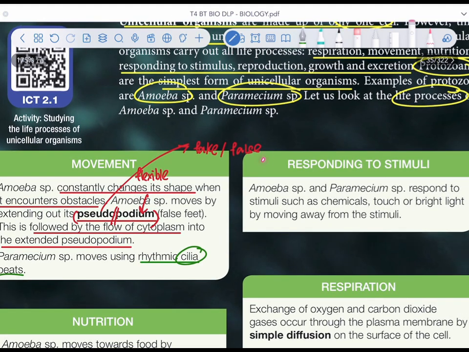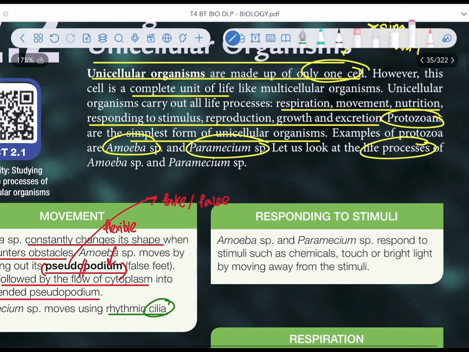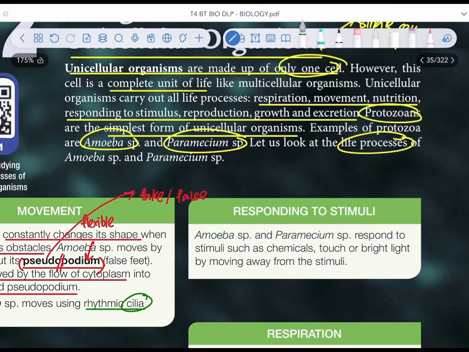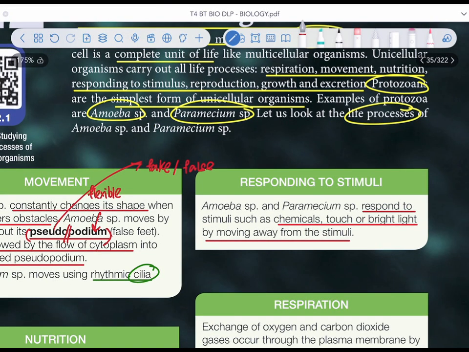So the second life process is responding to stimuli. So as all living organisms will do, for sure, Paramecium species and Amoeba species will also respond to stimuli. So the Paramecium and the Amoeba species will respond to stimuli such as chemicals, touch, and bright light by moving away from the stimuli. For sure, it will move away from the stimuli, and living organisms usually and normally will not go and get in touch with the stimuli.